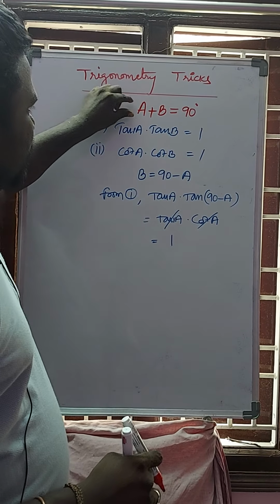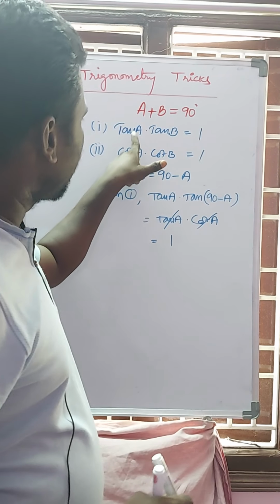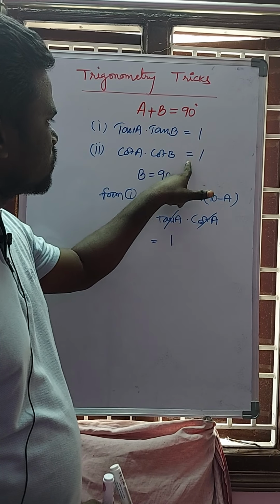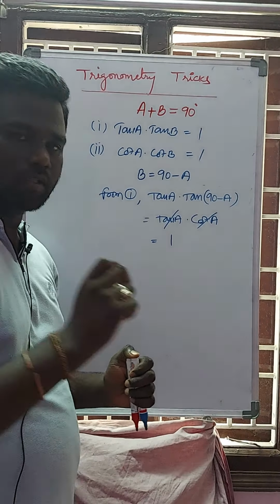So here if A plus B equal to 90 degrees, which is complementary angles, tan A into tan B equals 1 and cot A into cot B equals 1. So by using these two conditions, we will solve some problems.